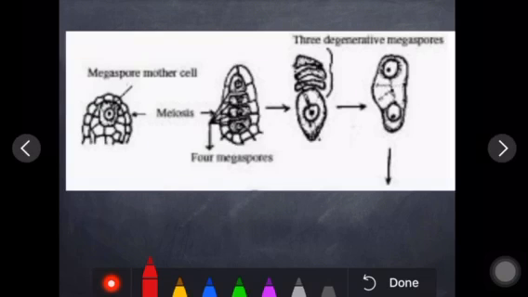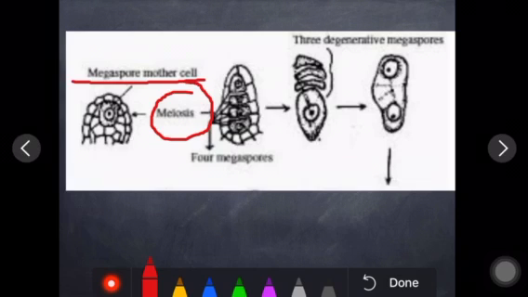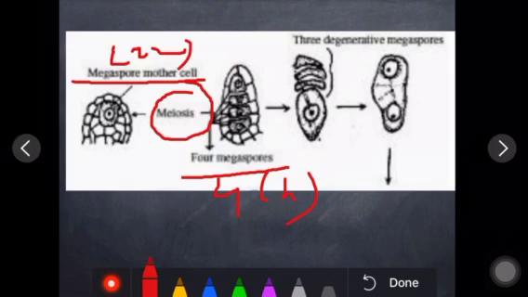Once again, this diagram is in front of you. The megaspore mother cell is there, which proceeds with meiosis first and meiosis second. So we see the result is 4 megaspores, 4 haploid, they will be haploid in nature, not diploid. Out of 4, only the basal one will be functional, the rest 3 will degenerate. You have to remember that we did the same in microsporogenesis as well, right? The same thing occurs in megasporogenesis as well.